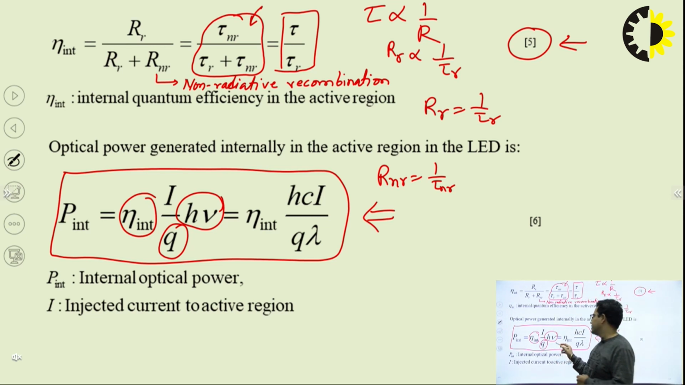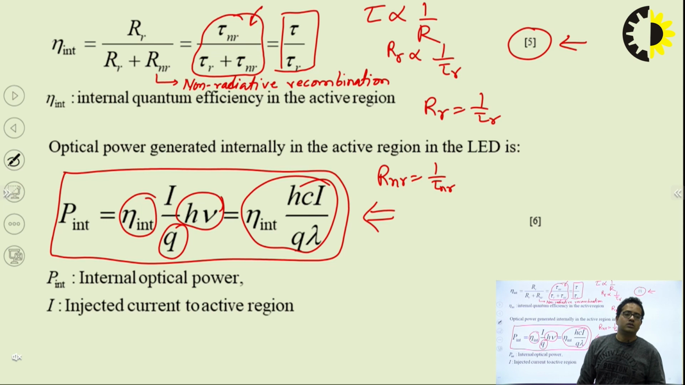In that case you will get nu is equal to c by lambda, and this is the final expression that you will get. Both these expressions are very important for the numericals, so one can directly get the numericals. They will give different values, like the value of the wavelength at which your LED is used, and the charge carrier that is flowing, which leads to a current through this LED, given by I. Now, I is the injected current to the active region, and P internal is the internal optical power.